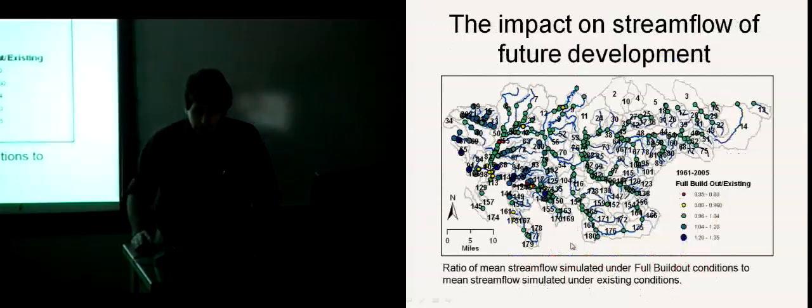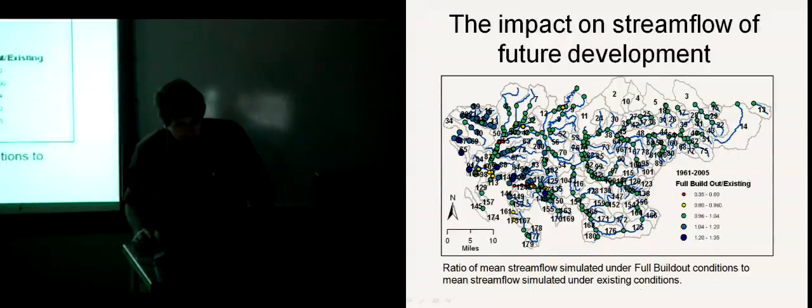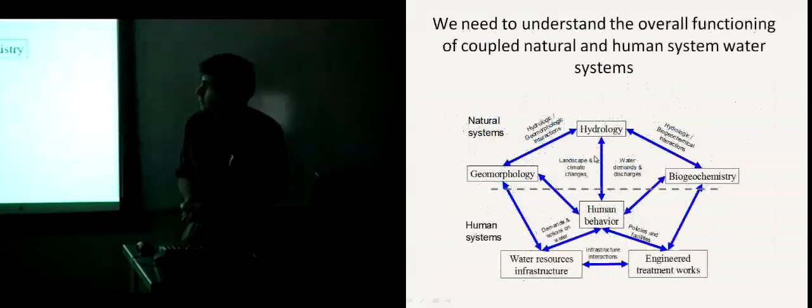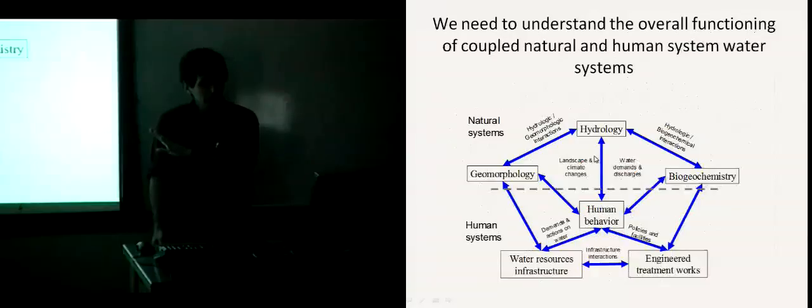This shows the impact on stream flow of future development, with the sort of full build-out conditions. This is showing where the stream flow has been reduced and where it's increased and so on. So that's all I'm going to show of the model.